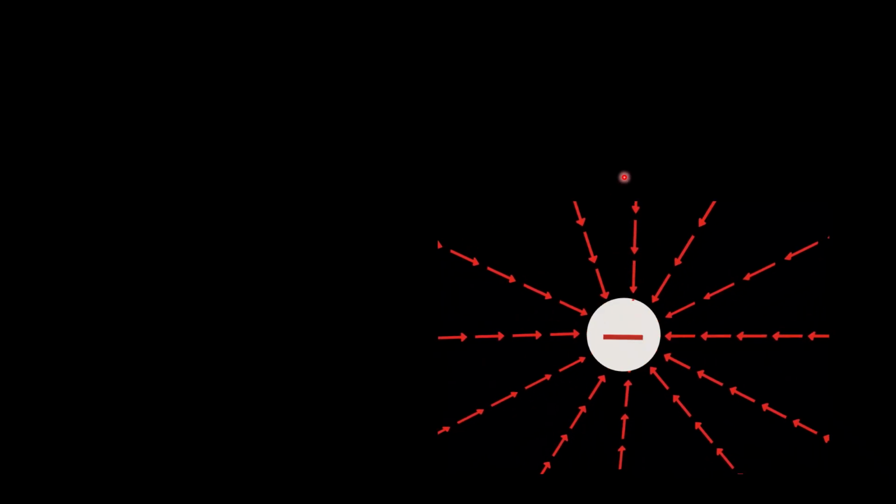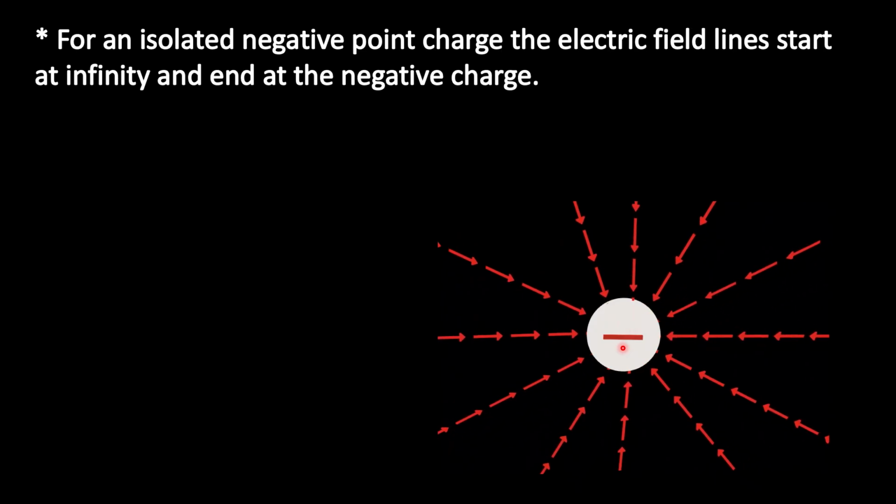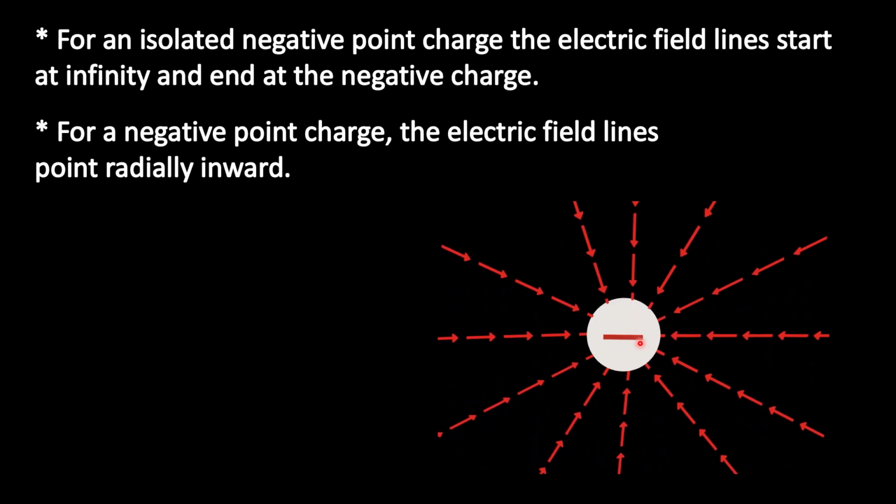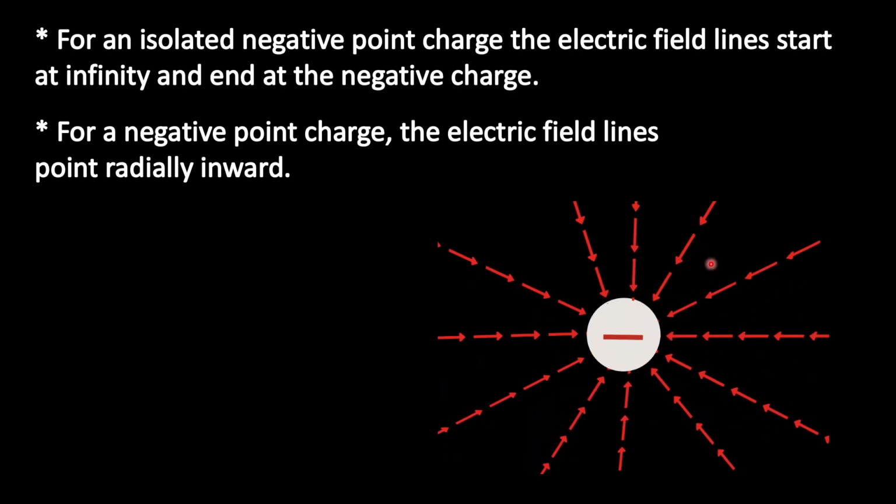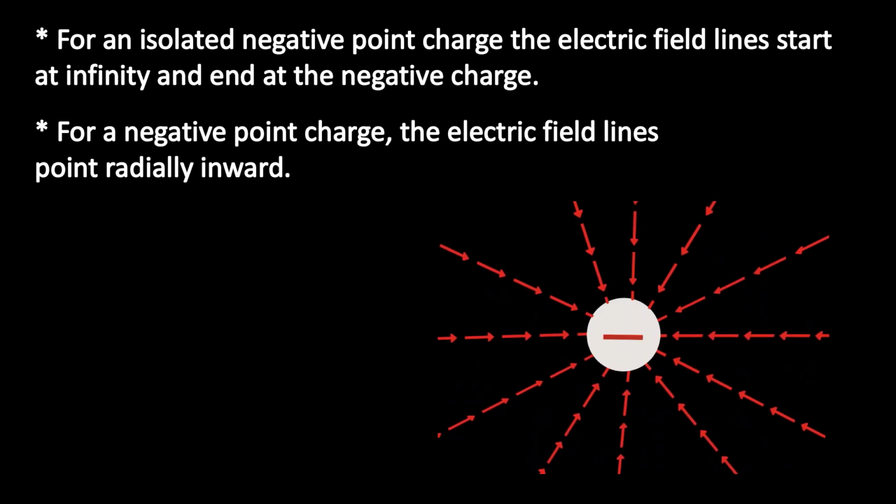For an isolated negative charge, the electric field line starts at infinity and ends at this negative charge. For a negative point charge, the electric field lines point radially inward.